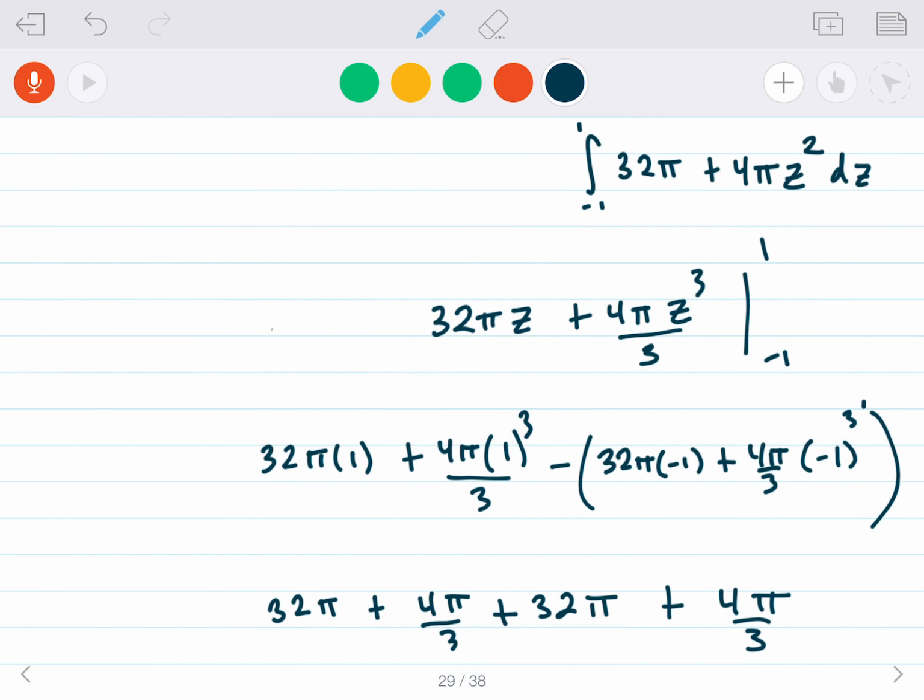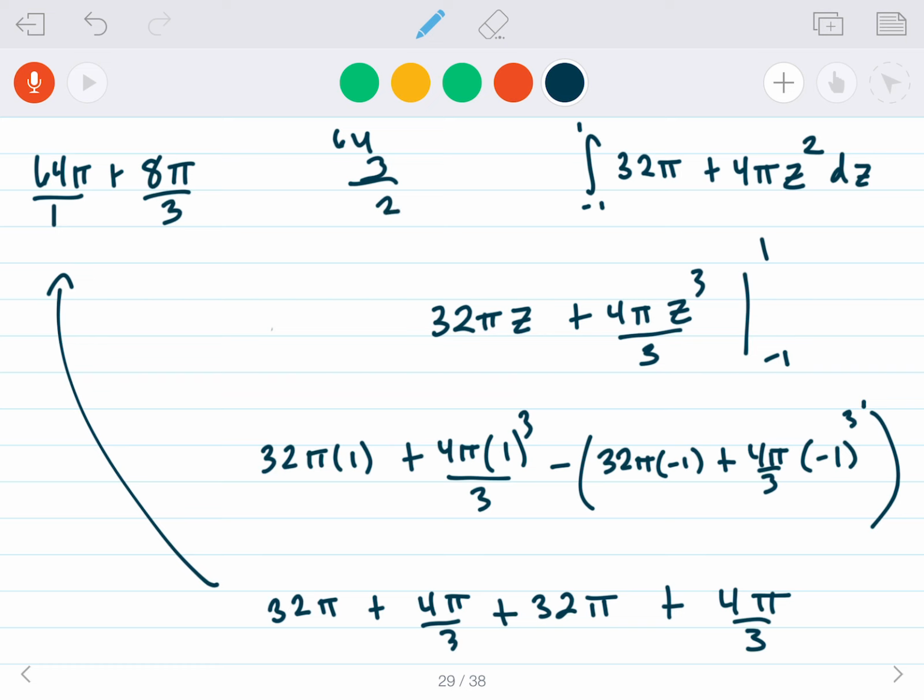Okay, so this is 64 pi plus 8 pi over 3. Let's see, common denominators, so 64 times 3 is 192 plus 8. Okay, so we get 200 pi over 3 is our answer here.